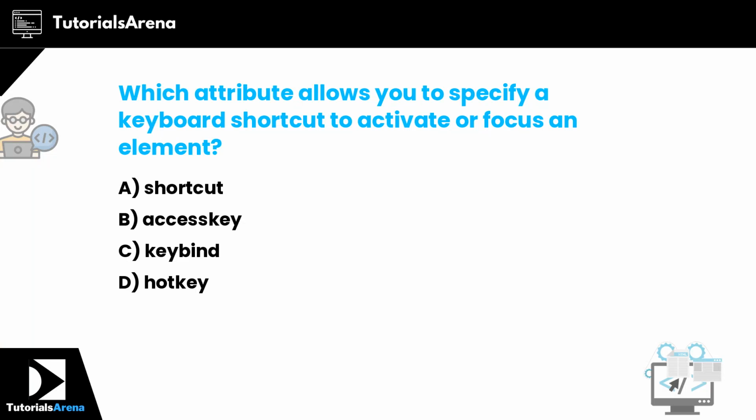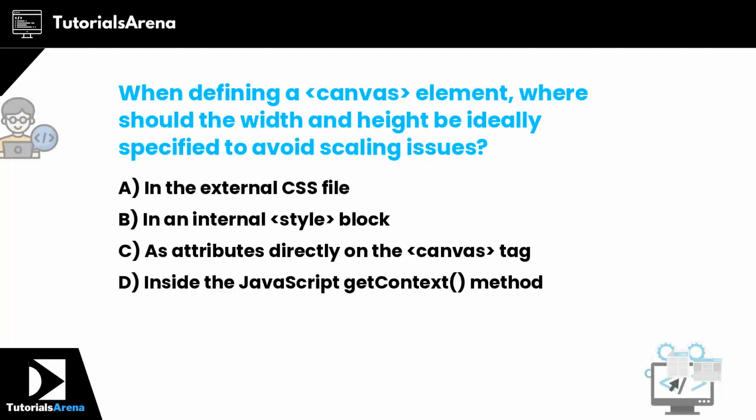Which attribute allows you to specify a keyboard shortcut to activate or focus an element? The correct answer is option B, accesskey. When defining a canvas element, where should the width and height be ideally specified to avoid scaling issues? The correct answer is option C, as attributes directly on the canvas tag.